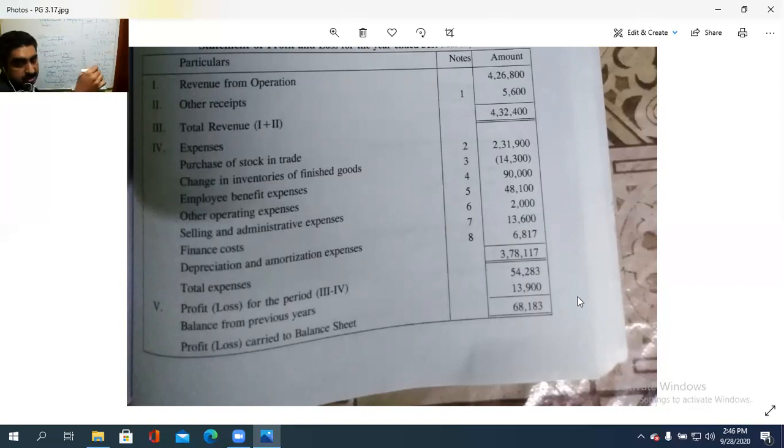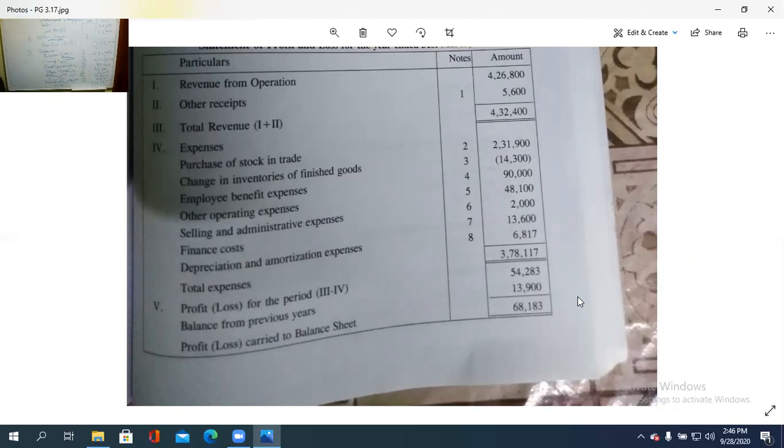How much is the profit? 54,283. How is it to be? 432,400 minus 378,117, that is 54,283. From this, we need to add 13,600, the balance from the previous profit. That is 13,900, not 13,600. That is to be added up with the original profit.